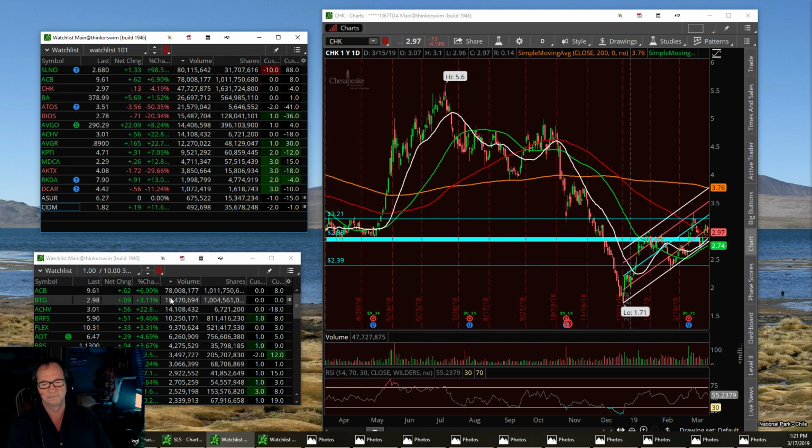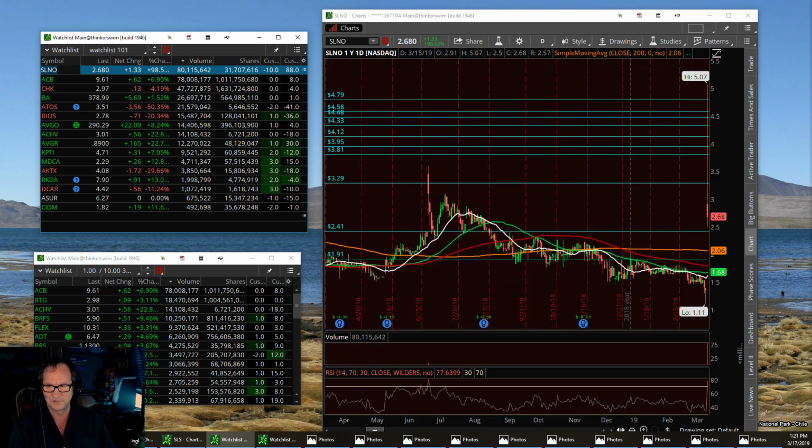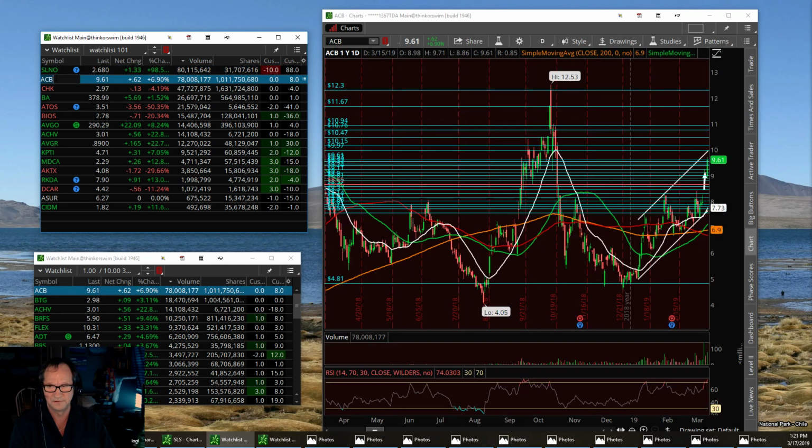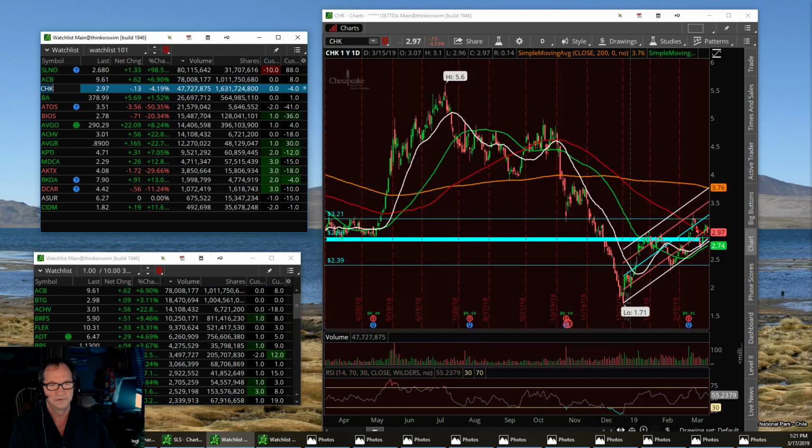Now I got these on Ameritrade. I got it to where I put in my little red box, so every time I hit a ticker, it'll take me right to that chart. You know, ACB has been running that trend line all the way up to the top. We talked about that in our aftermarket report.